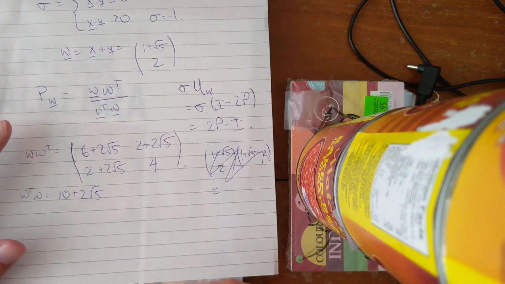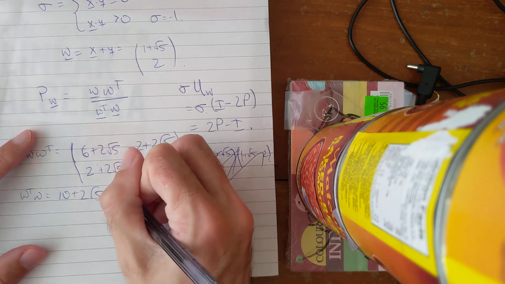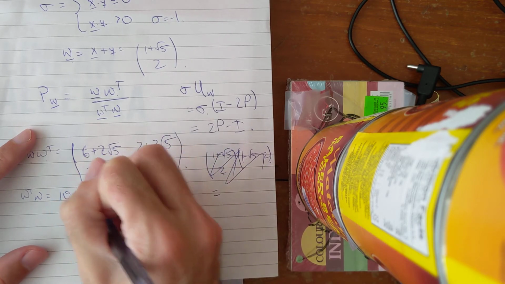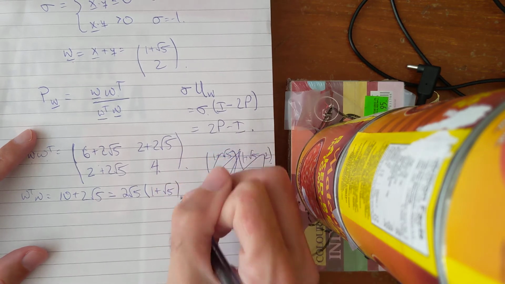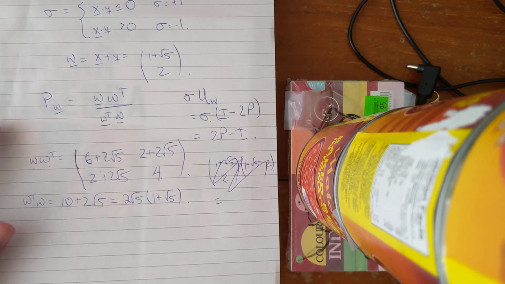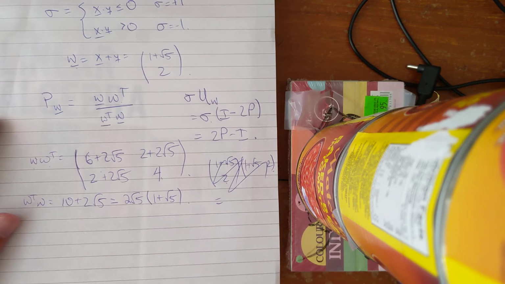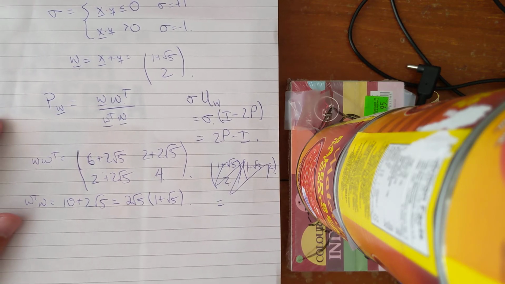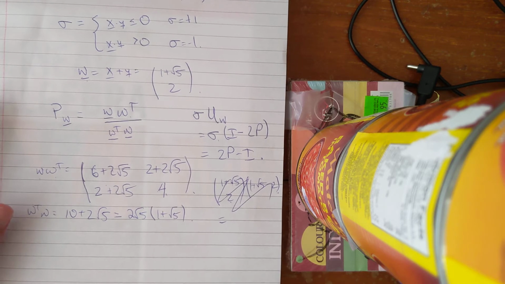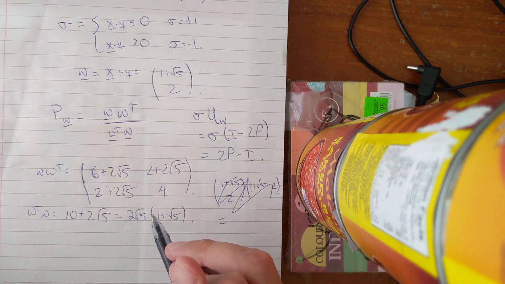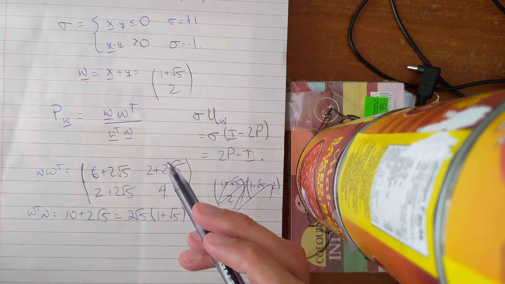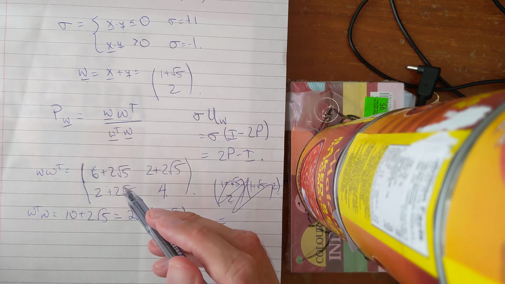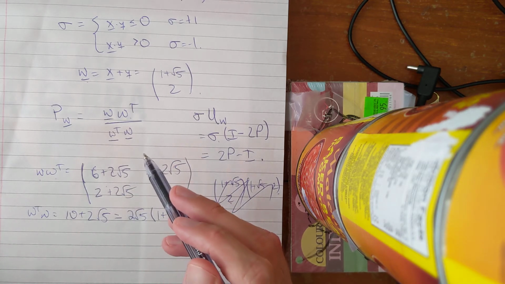Okay, and just to make things simpler on us, let's factor out a 2 root 5, and then we get 1 plus root 5. Okay. And if a computer was doing this, just remember, we wouldn't have to worry about root 5s or anything. We just tell it to compute all these things to whatever accuracy.